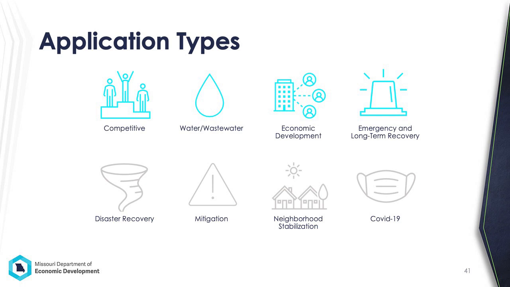Our disaster recovery program, again, is no longer accepting applications, but it was designed to alleviate unmet housing and infrastructure needs related to presidentially declared disaster events. The mitigation program improved resiliency to future disaster events. The neighborhood stabilization program assisted in rehabilitation of homes in response to the 2008 foreclosure crisis. And the COVID-19 projects, of course, alleviated unmet needs related to preventing, preparing for, and responding to COVID-19.